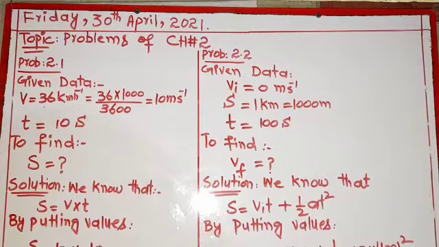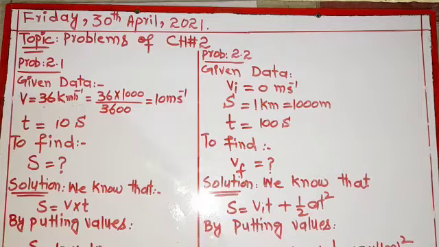Today we will discuss the numerical problems of chapter 2. The statement is: a train moves with a uniform velocity of 36 km per hour for 10 seconds. Find the distance traveled by it.